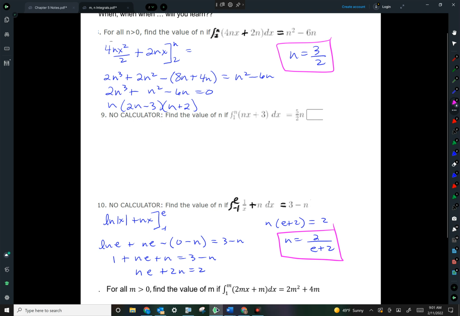Where's the issue? Is it on integrating with the n's, or is it on the computation, plugging everything in and making it work? I don't know why it's wrong.